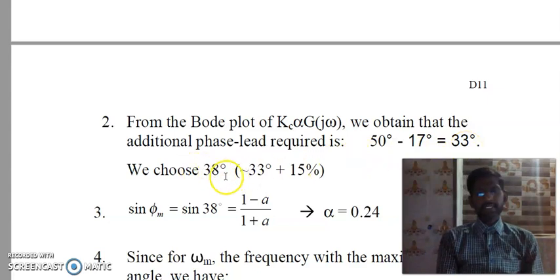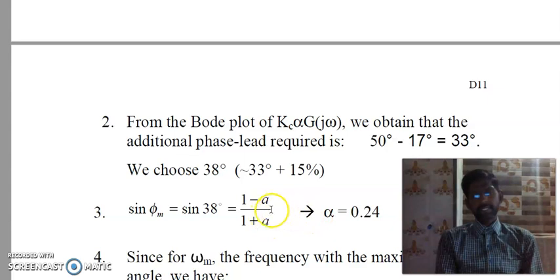We choose 38 degrees, since approximately 33 degrees plus a 15% tolerance. What is 15% of 33? It is approximately 5. We add it, 33 plus 5, and we get 38 degrees. Sin phi m equal to sin 38 degrees, equal to (1 minus alpha) divided by (1 plus alpha), which implies that alpha equal to 0.24.